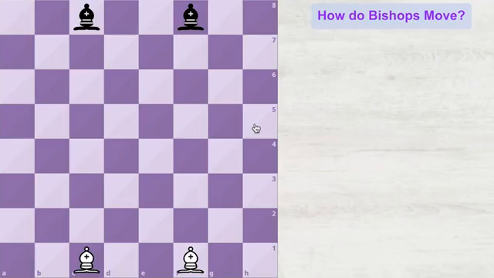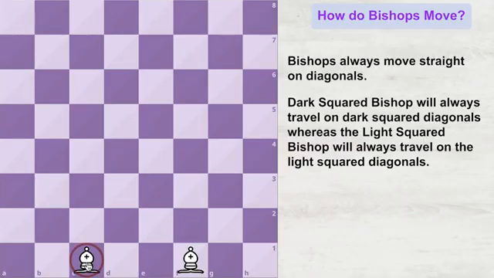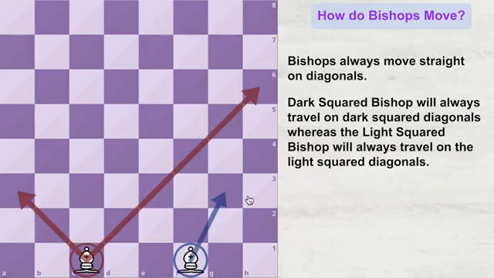Now let's understand how these bishops move in a game. So a bishop always moves in diagonals. And since this bishop is sitting on a dark square, it will always move on the dark squared diagonals, like this. Similarly, this bishop is sitting on the light square and therefore it can move on all the light square diagonals.